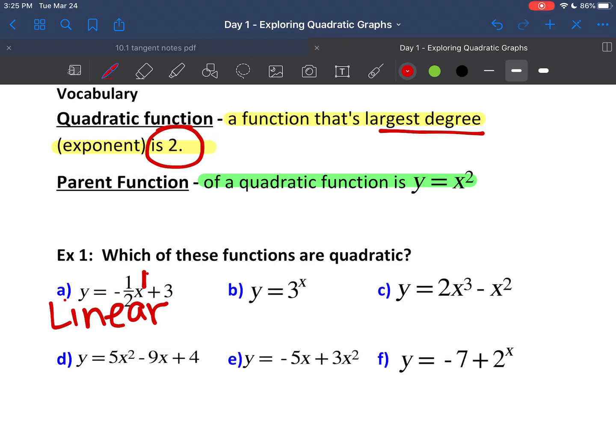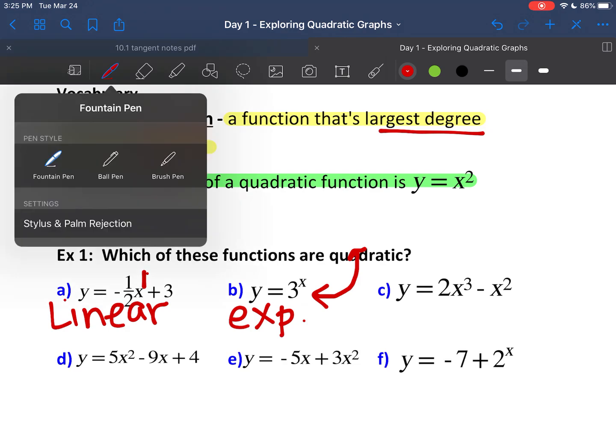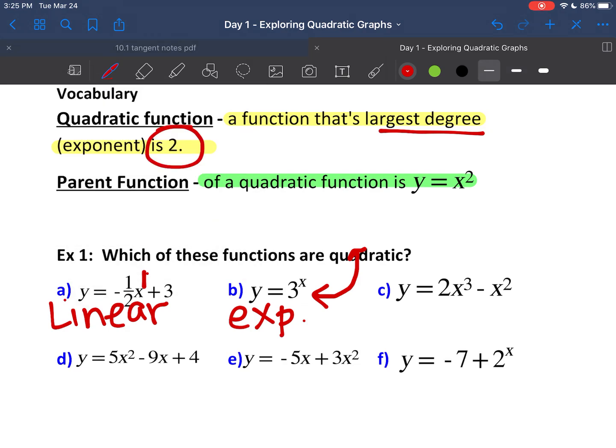Letter B, if I look at the exponent, it is the variable x. That is not the number 2. So this is not linear, but this is exponential. I'm just going to abbreviate exponential here. Remember, when we graphed these, it gave us this curve that ended up looking like this. I'm going to make my pen a little bit smaller. Oh, there we go. That's what I want.